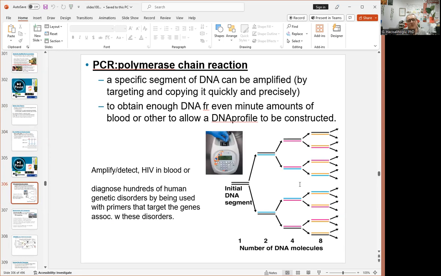PCR, of course, another cool technique, is called polymerase chain reaction. You probably all heard about PCR during the pandemic, where you all gave samples to find out if you were COVID positive or COVID negative. They put them in PCR and make millions of copies of this DNA, and then basically use this to identify DNA profiling or other stuff related to this. Okay.